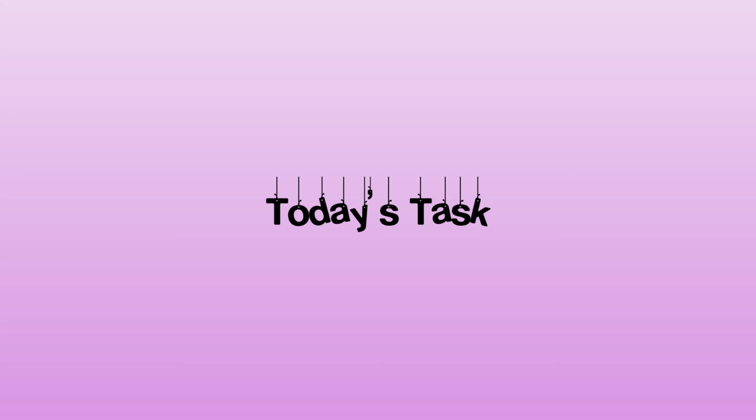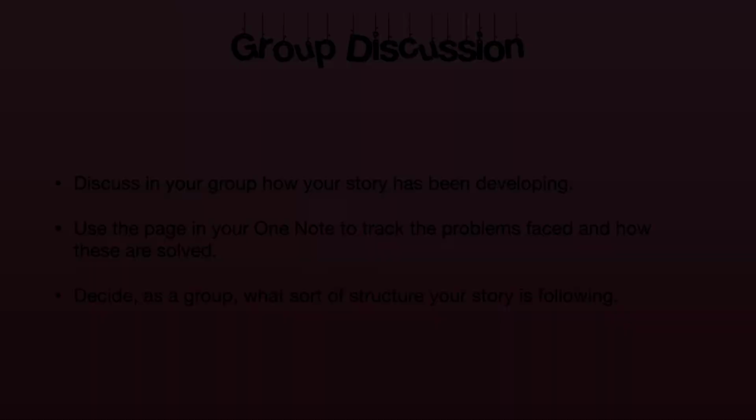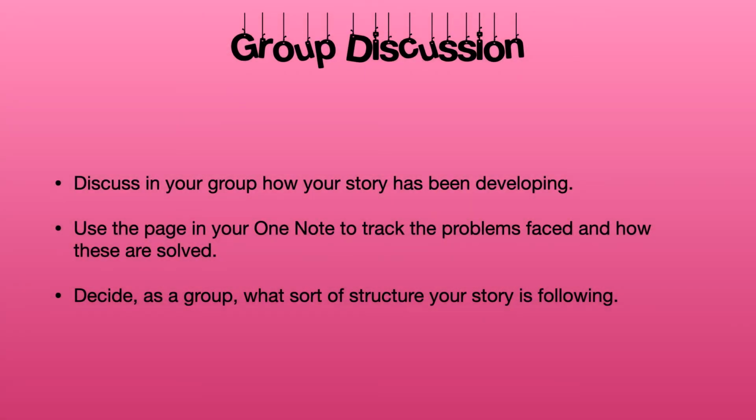So today's task then. As we've mentioned in previous lessons, you won't be doing it as a group, but you could be doing it as a pair or as a class. You're going to discuss how your story has been developing. Then you're going to use your page in your OneNote called How Stories Develop to track the problems faced and how these are solved. And you might be asked to continue to do this after that as well. And then decide as a class what sort of structure your story is following.